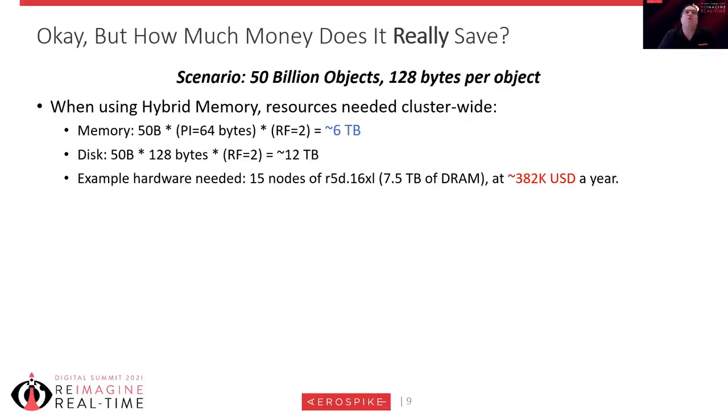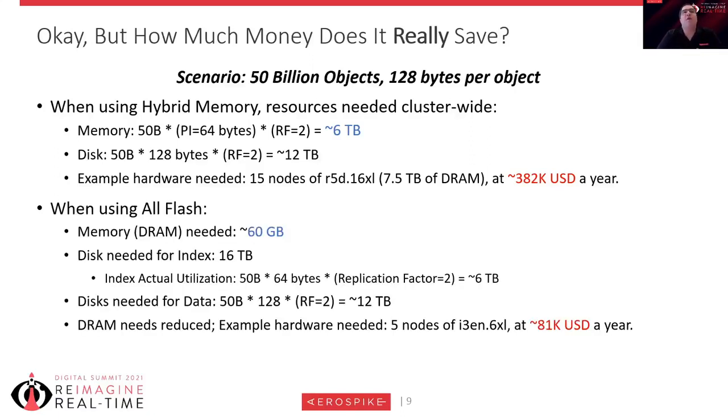If you take a scenario having 50 billion objects, each of them 128 bytes, then we'll need 50 billion times 64 bytes times a replication factor of 2 for the primary index in hybrid memory architecture. That will be 6 terabytes of DRAM. In terms of data, we only have 12 terabytes of data. In this example, we'll need 15 nodes of R5D 16 extra large, which would have 7.5 terabytes of DRAM and would cost us about $380K USD per year.